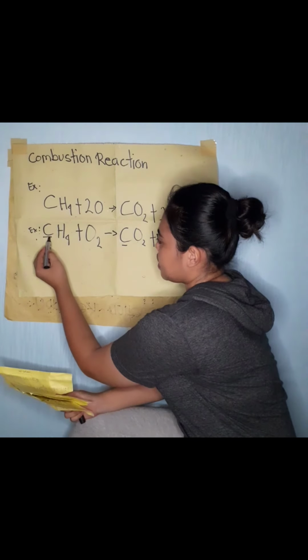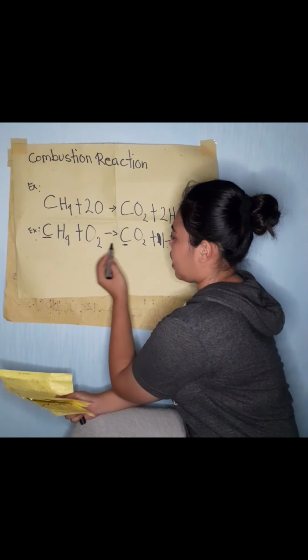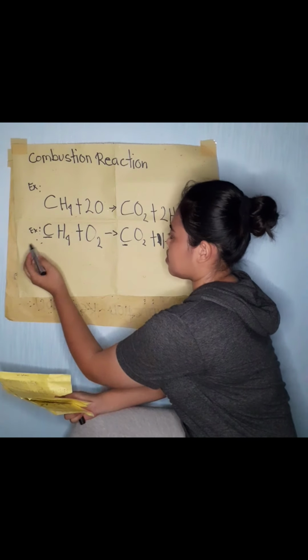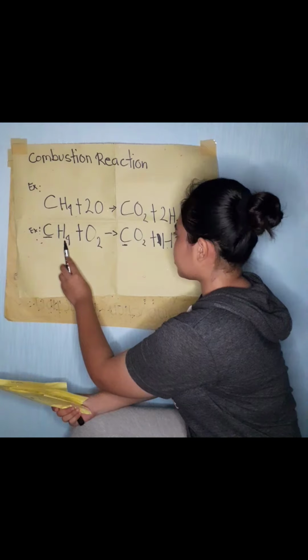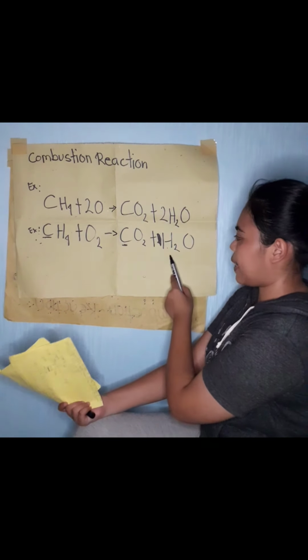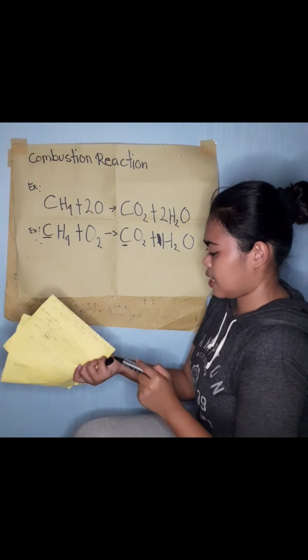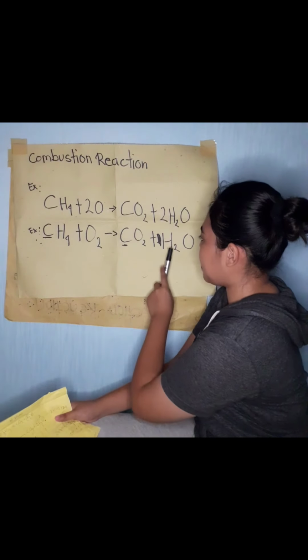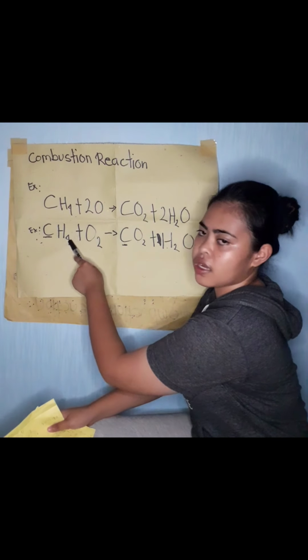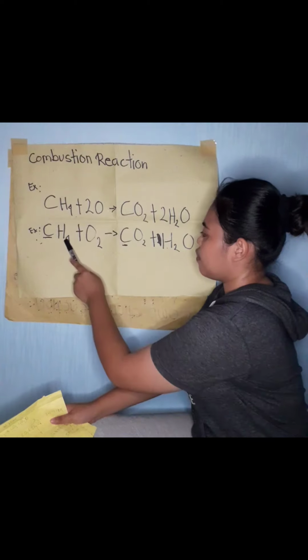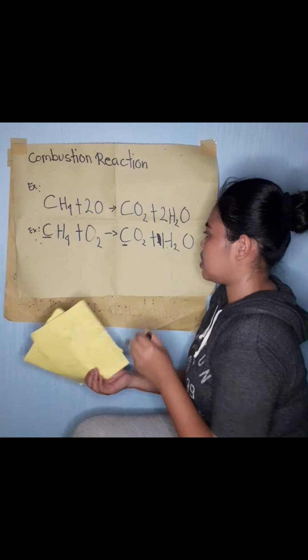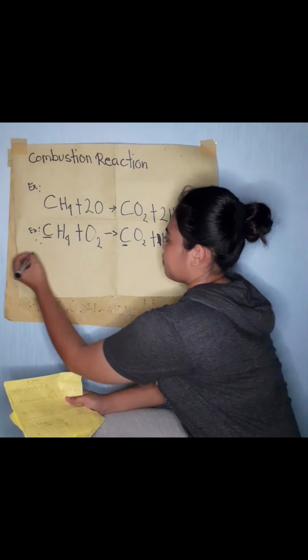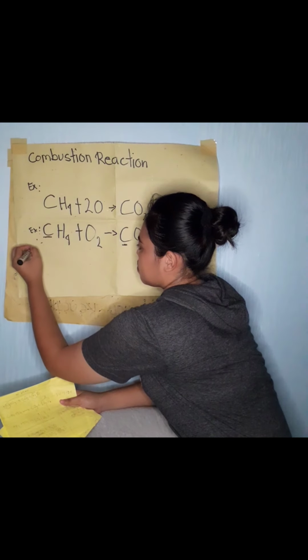The carbon element has balanced atoms. Pero dito sa hydrogen, magkaiba sila. So, ang gagawin natin is, i-divide natin ang dalawang subscript number. 4 divide 2 is equals to 2.